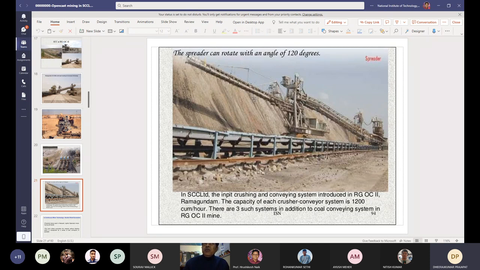This is the belt conveyor. After the material is conveyed, it is fed to the spreader, and the spreader will carry the materials and spread them evenly on the dump yard.